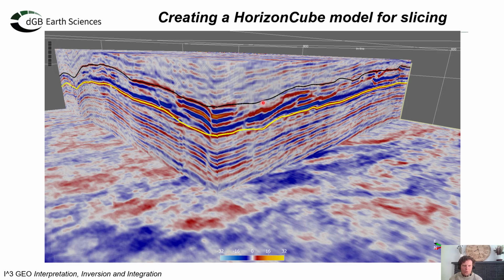The top of the interval of interest, the black horizon, is more difficult to interpret, as there is paleotopography, varying types of layer contrast, and the ideal horizon does not always follow a precise timeline, as the purpose is to build the optimal slicing model.